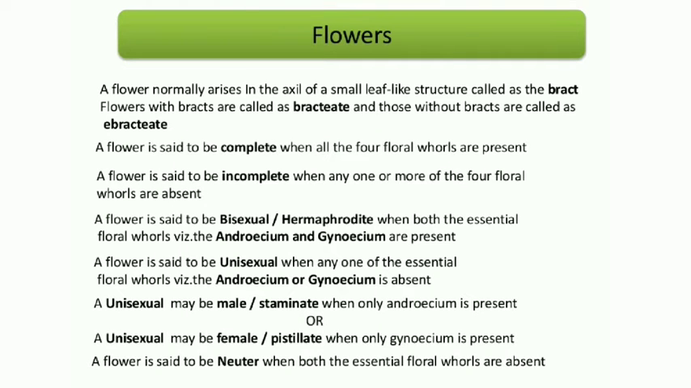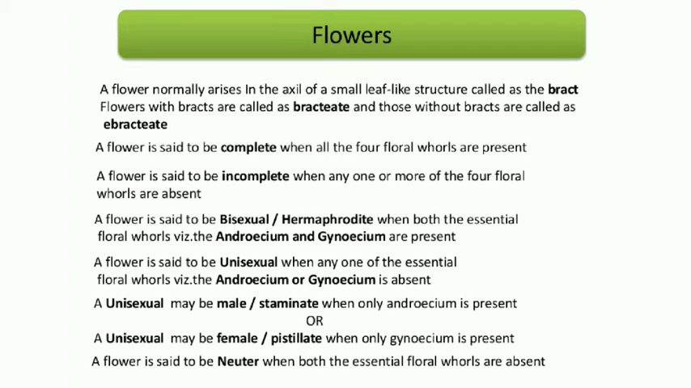Next classification: a flower may be complete or incomplete. A flower is said to be complete when all the four whorls are present, meaning if the flower contains calyx, corolla, androecium and gynoecium, then the flower is called complete. If any one of them is absent, the flower is called incomplete. Calyx, corolla, androecium, only 3 are there, incomplete. Calyx, corolla, gynoecium, only 3 are there, incomplete.